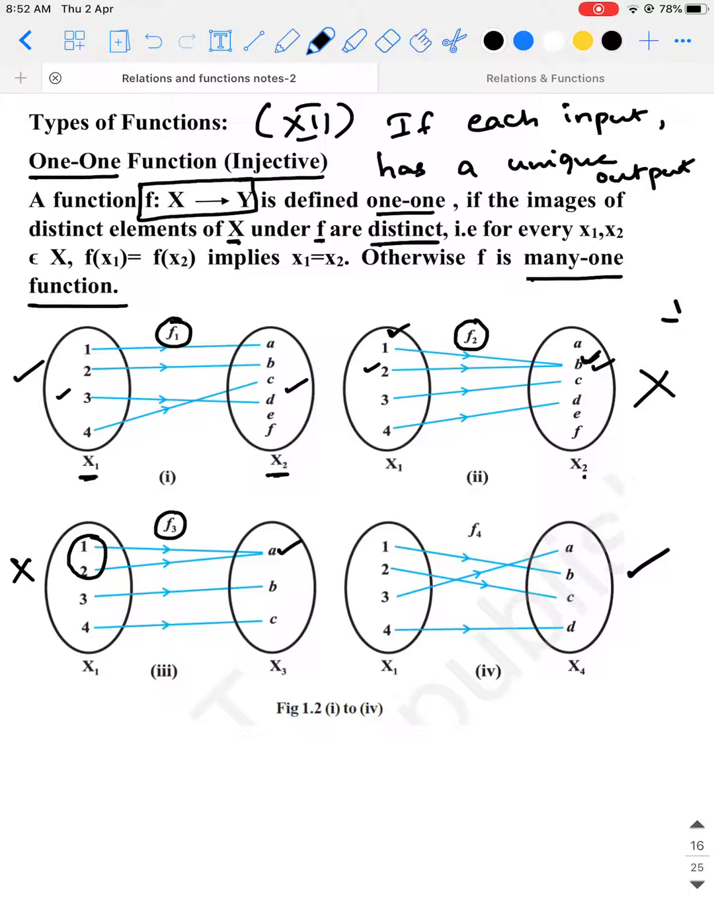Now similarly, if we look at the function f4, 1 is related to b, 2 is related to c, 3 is related to a, and 4 is related to d. Unique input and unique output. Yes, this is a one-to-one function.